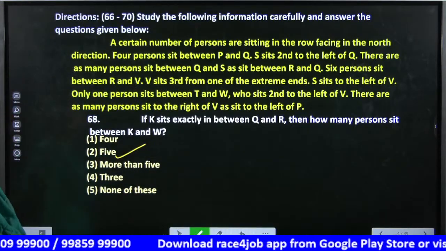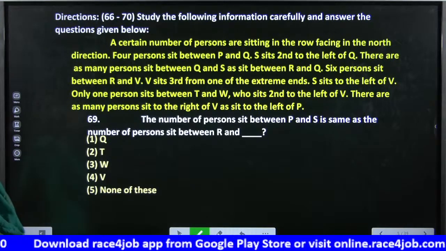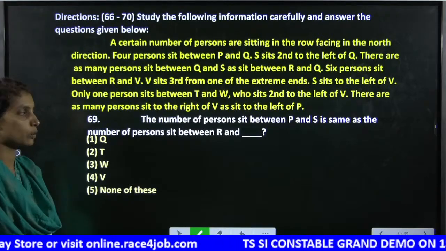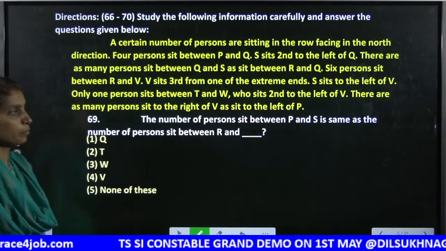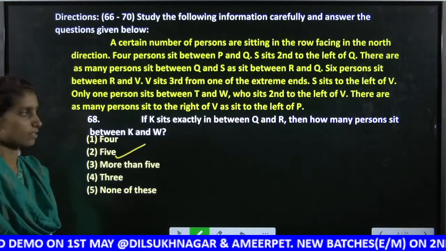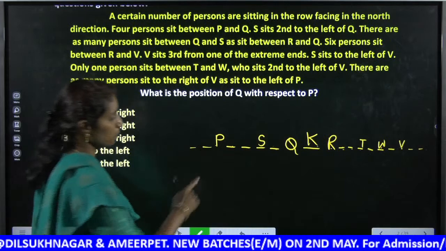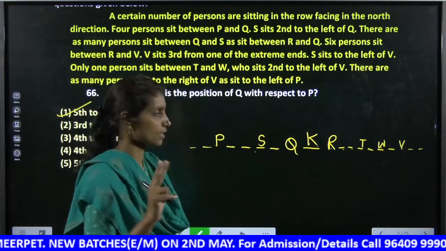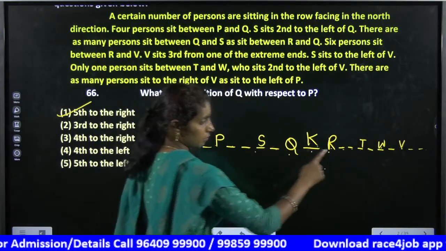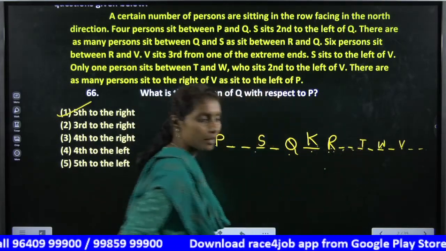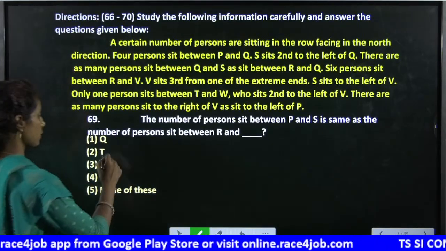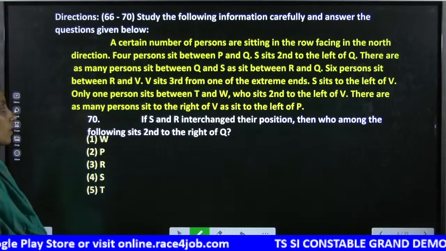Next question. The number of persons who sit between P and S is the same as the number of persons who sit between R and P. First we checked how many people are in between P and S. Then we go with R and the other person. In between P and S, we have only two persons. In the same way, checking the left side of R, we don't have another person. R, 1, 2, we have T. In between R and T, we have two persons. The option is the second option. Next.